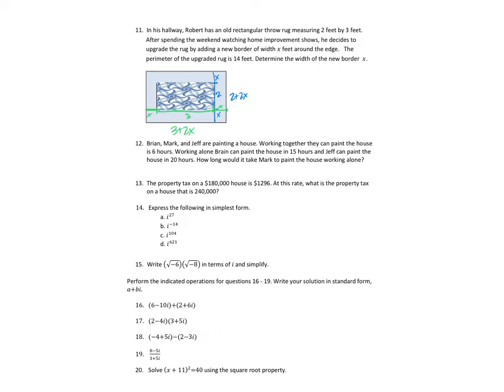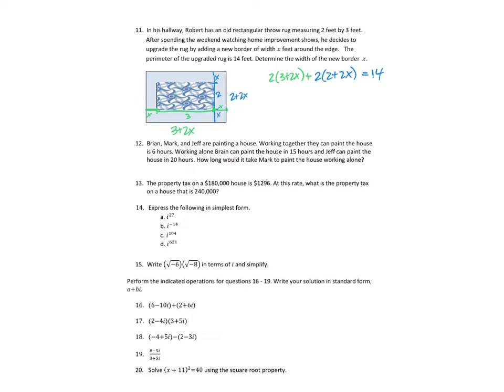And so the perimeter would be the distance all the way around. So if I want to go all the way around the new rug, it's going to be 2 of these widths plus 2 of these lengths. So 2 times (3 plus 2x) plus 2 times (2 plus 2x). So 2 lengths and 2 widths. If I add that up, I should get 14.